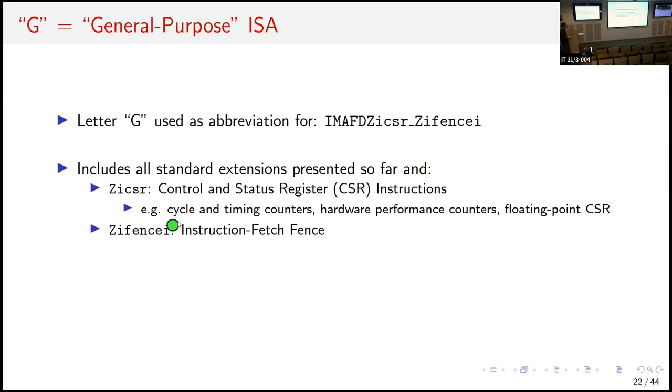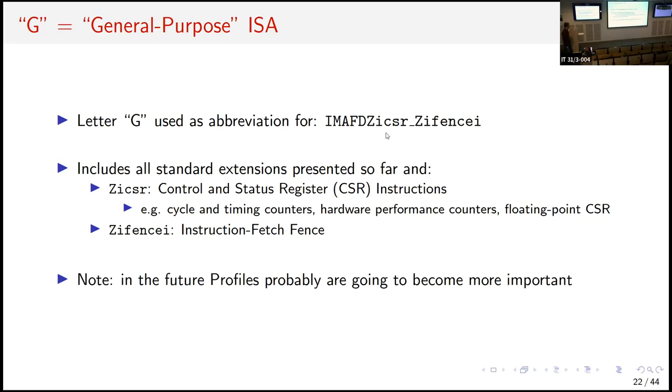So there is a control and status register. Basically that's for cycle and timing counters, hardware performance counters, and floating point exception state. And then instruction fetch fence. So if you're doing, for example, jitting, that's something you have to pay attention to. But other than that, G is just an abbreviation for that thing there.